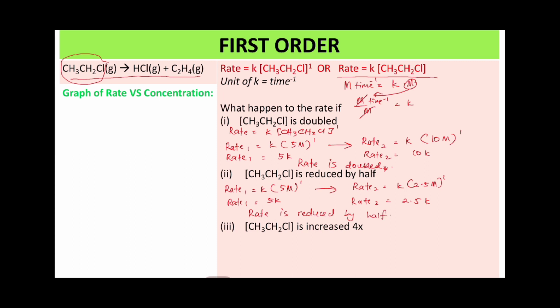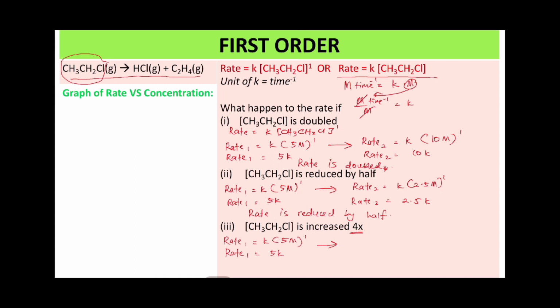That means now we can see that the rate just follows what happens to the concentration. Concentration doubled, rate doubled. Concentration reduced by half, rate also reduced by half. So now we can guess what will happen to the rate if the concentration of the reactant is increased by 4 times. Let's see how. Rate 1 is equal to k times 5 molar to the power of 1. We can pick 5 molar, 10 molar or 2 molar, just trial and error. So rate 1 is equal to 5k.